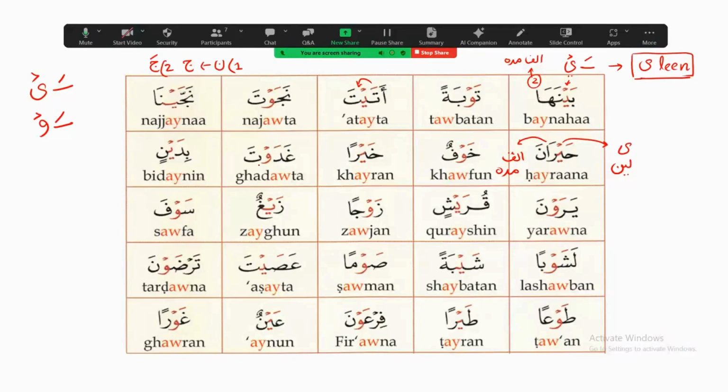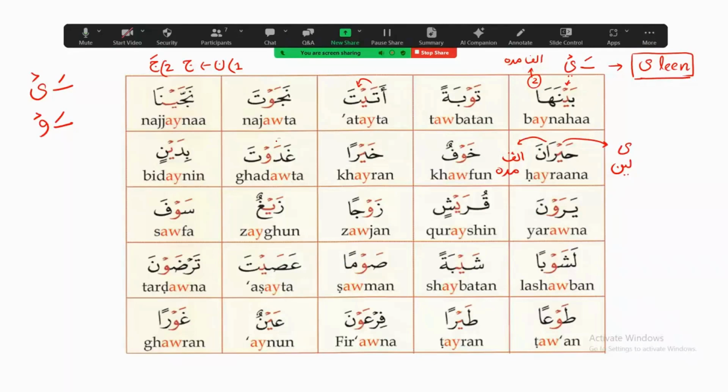So you saw that this is how the mistake happens, just the way I made a mistake right now with regards to this madda and lean. That is why these are important. I just said غدوت, and this is not do here, right? This is غدوت.